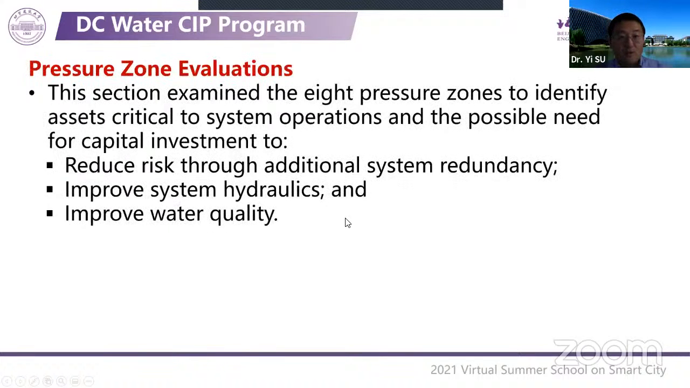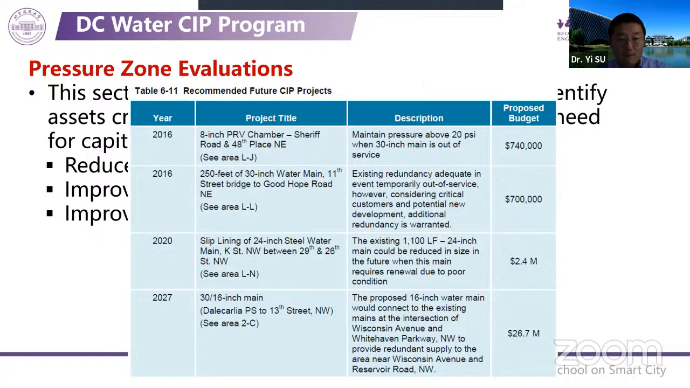And the pressure zone evaluations. So examine the 8 pressure zones in the DC Water area, identify and assess those critical to system operations and the possible needs for capital improvement. Those are the projects in the past and in the future for pressure zones and the budget.